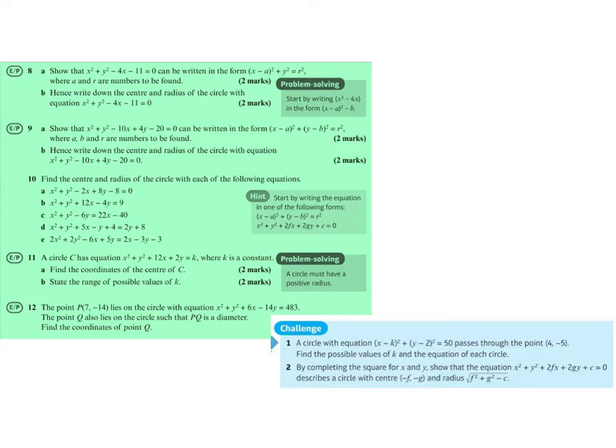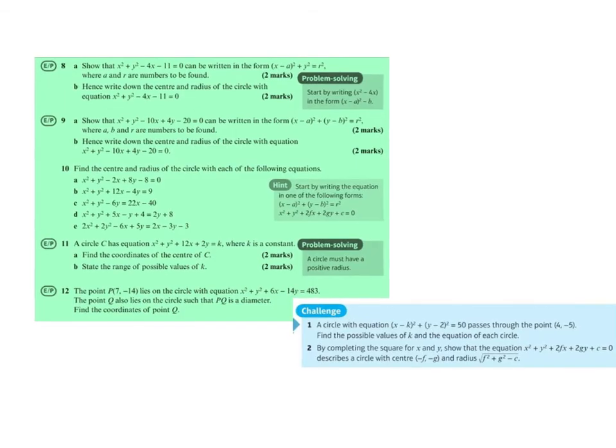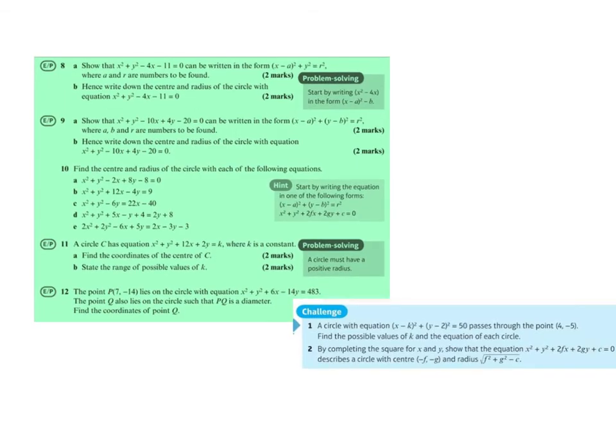So what I would like you to do is practice this, please. If you are okay, go for 9. If you are amazing, can you go for 11? And let's just have a few minutes doing that.